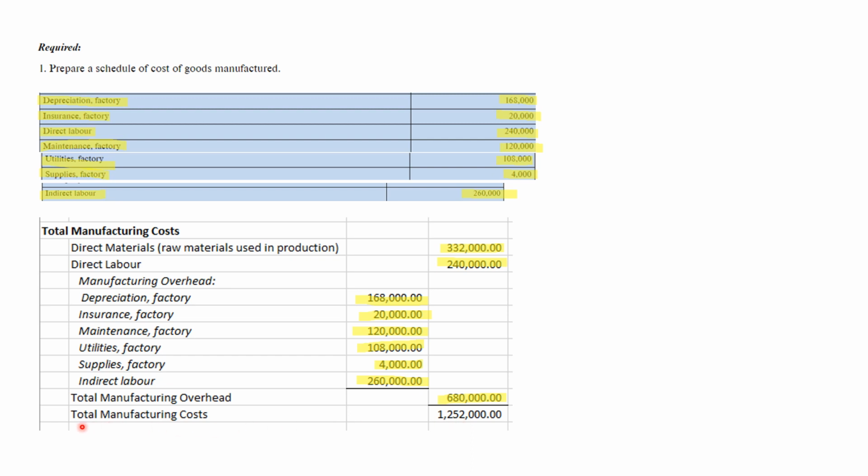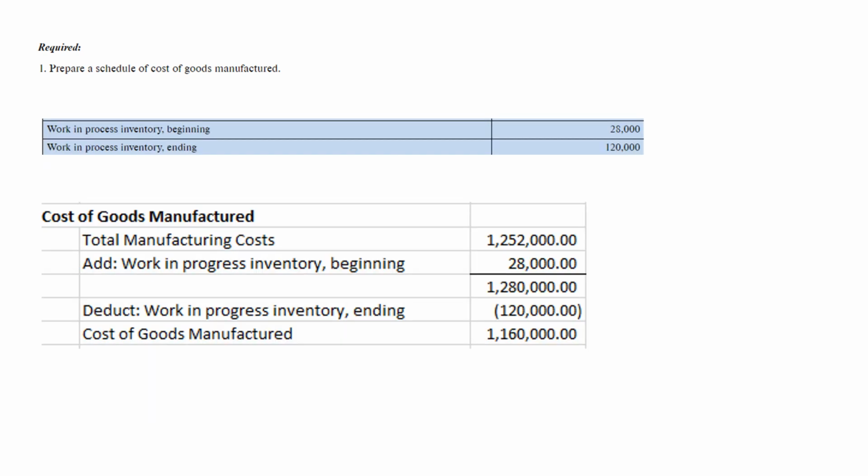And so now that we have our total manufacturing costs, we can roll this forward one more time to the next schedule, which looks at our work in progress in order to determine our cost of goods manufactured. Okay, and then our last step is to find the cost of goods manufactured. We have to complete one more schedule, which is our cost of goods manufactured schedule or our work in progress schedule. So as you can see, our total manufacturing costs is coming in at the $1,252,000, which we pulled in from our past schedule.